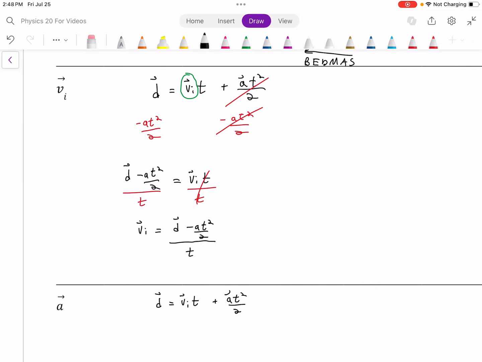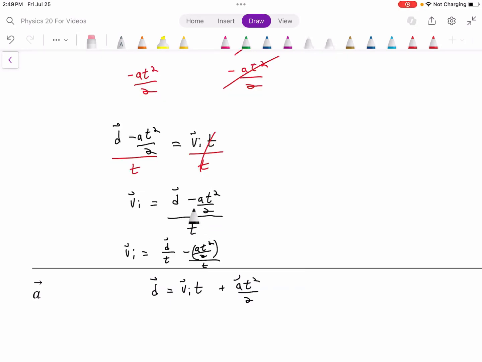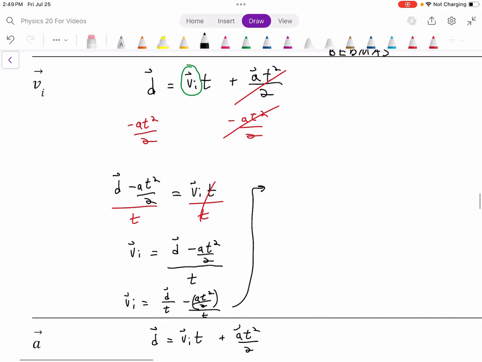But honestly, this is fine. This will do the trick. If I did want to simplify it a bit, I would probably go like this. I would split it up. I'm dividing both terms by time, so I can do displacement over time minus at squared over 2 divided by time, and then rewrite that division by time as multiplication by 1/time. Like this here, so that I don't have a fraction within a fraction, right?